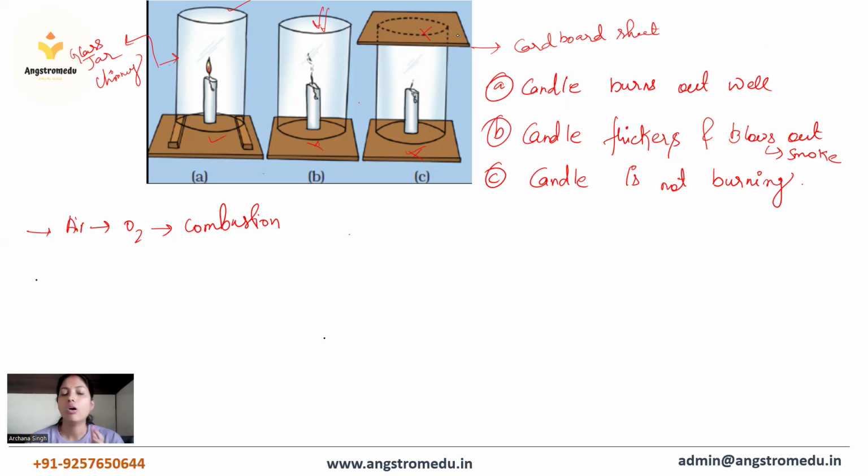For combustion, oxygen is very important. Now we have understood till here. What did we understand? What is combustion, what is combustible, what is non-combustible? Then we did an activity for combustible and non-combustible. Then we did an activity for how oxygen is very important. Now let's move to the next one.